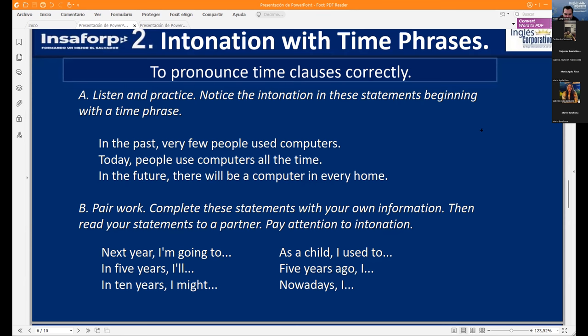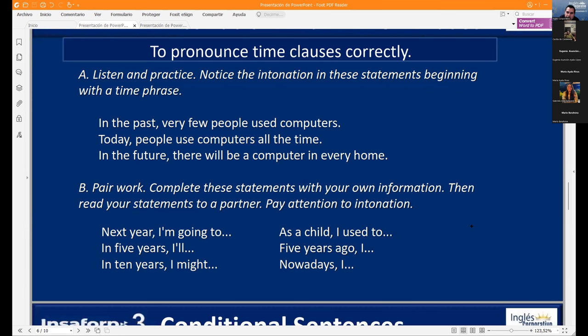Okay, let me see. We're going to make sentences with this. Next year, I'm going to... In 5 years, I'll... In 10 years, I might... As a child, I used to... 5 years ago, I... simple past. Nowadays, I do this, okay? So, volunteers to make sentences with these phrases.